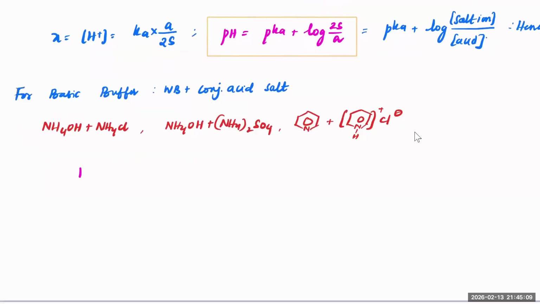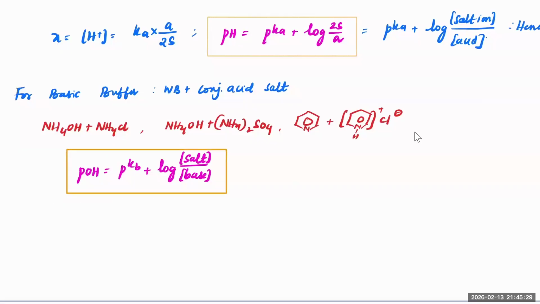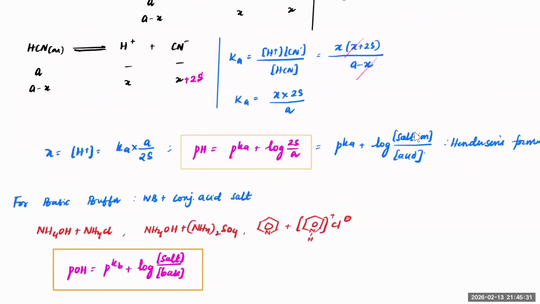So for basic buffers, pOH will be equal to pKb plus log of salt concentration. Again, whenever it is written as salt, you should understand that it is about salt ion concentration and not just salt. Okay. So this is what you would get in the case of basic buffer. Clear?